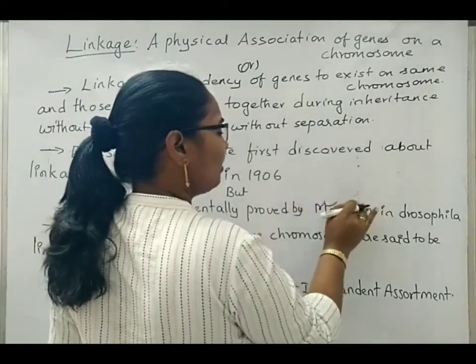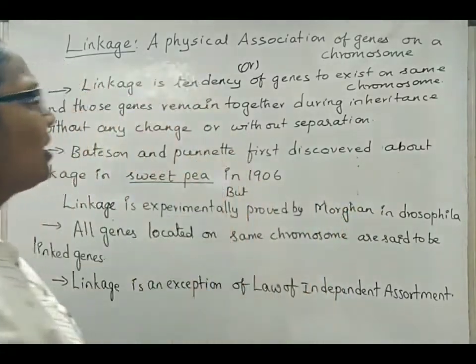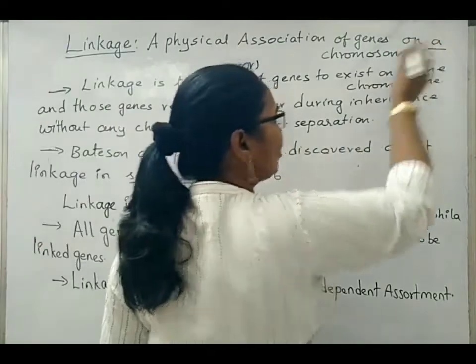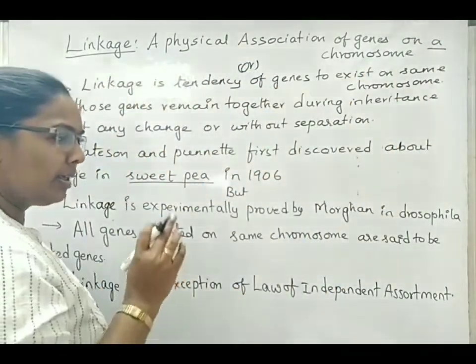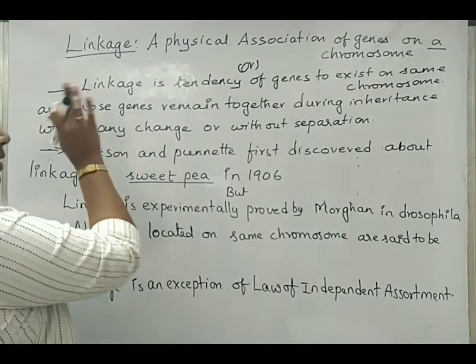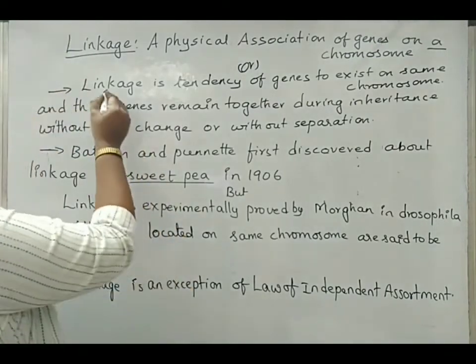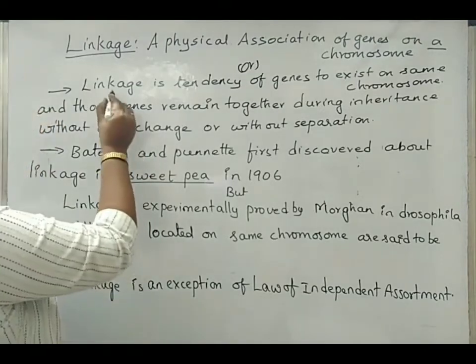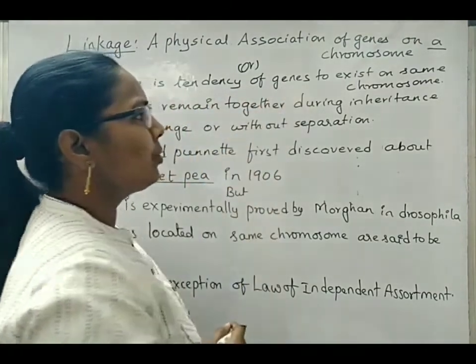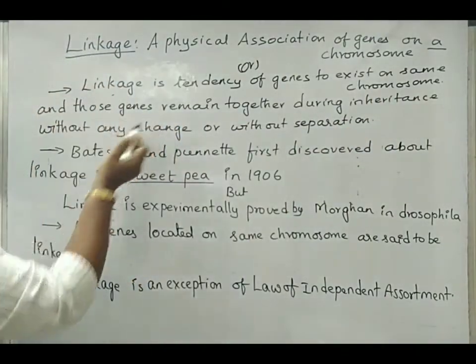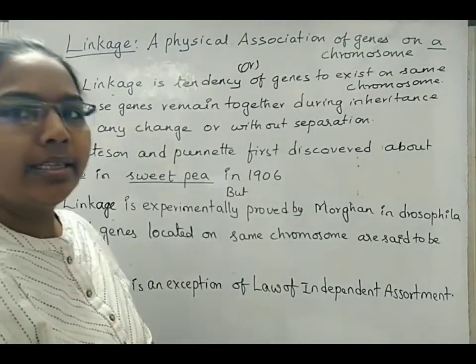So linkage can be defined as the physical association of genes on a chromosome. Always I am saying on a chromosome, not between two different chromosomes. Again, we can also use another sentence to explain linkage: linkage is the tendency of genes to exist on the same chromosome, and those genes remain together during inheritance.